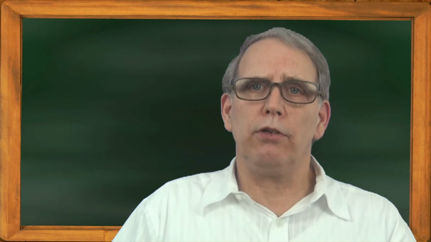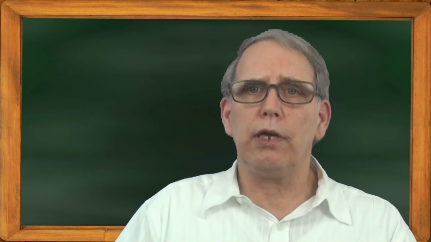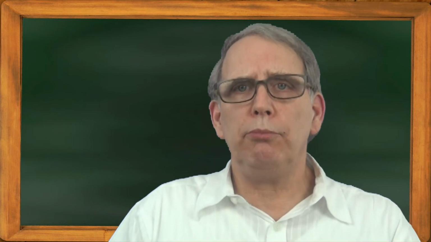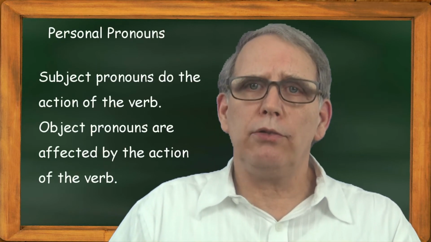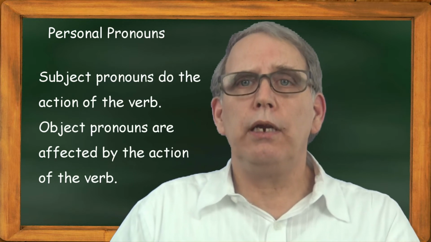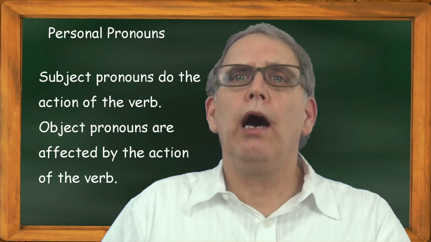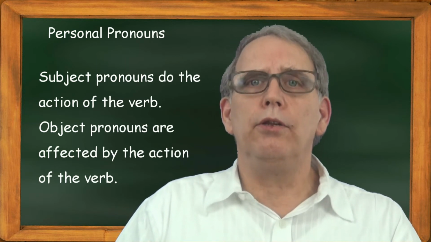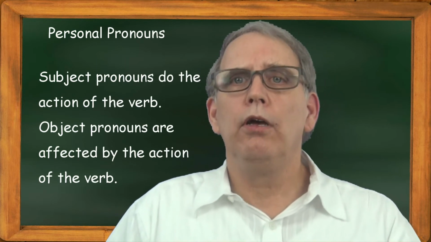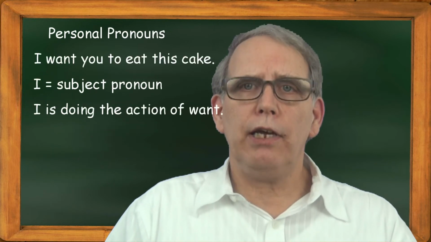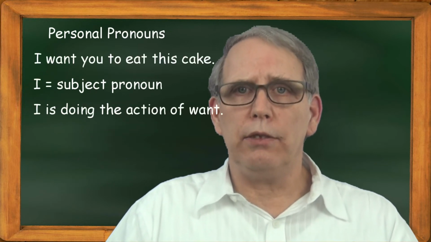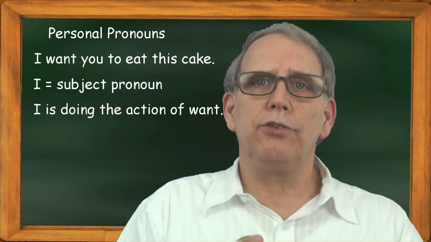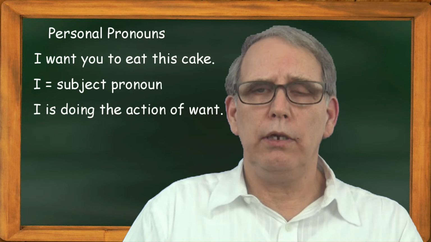Sometimes it can be difficult to tell the difference between subject pronouns and object pronouns. So, it could be helpful if you can remember that subject pronouns are the pronouns doing the action of the verb. Object pronouns are the pronouns affected by the doing of the action of the verb. For example, if I said to you, I want you to eat this cake, I is the subject pronoun and it's doing the verb want.